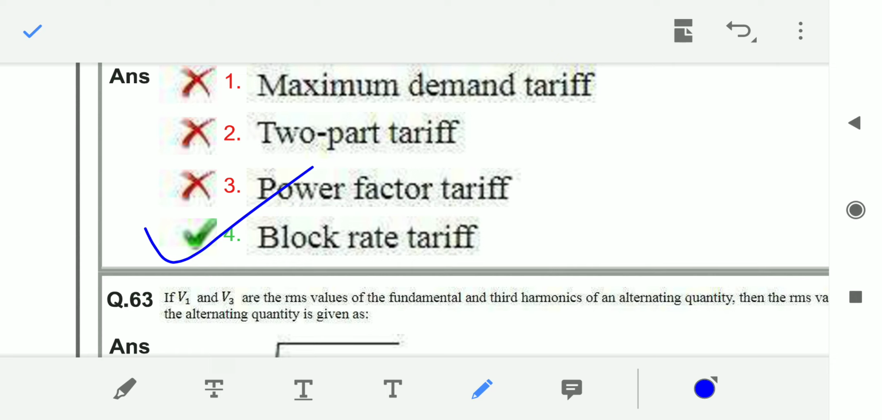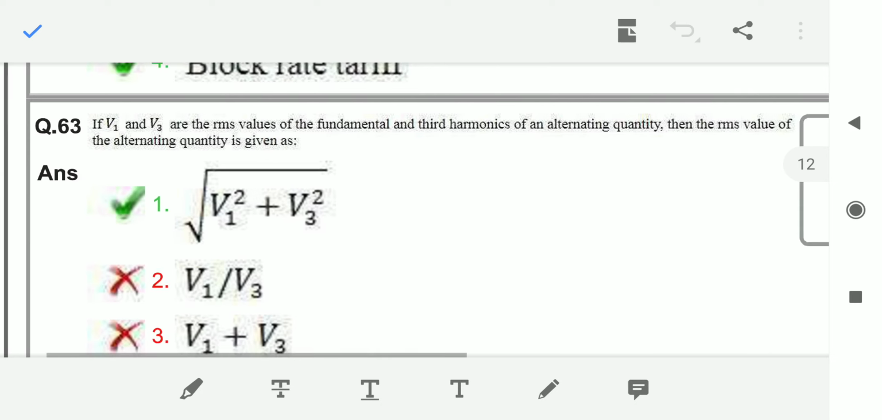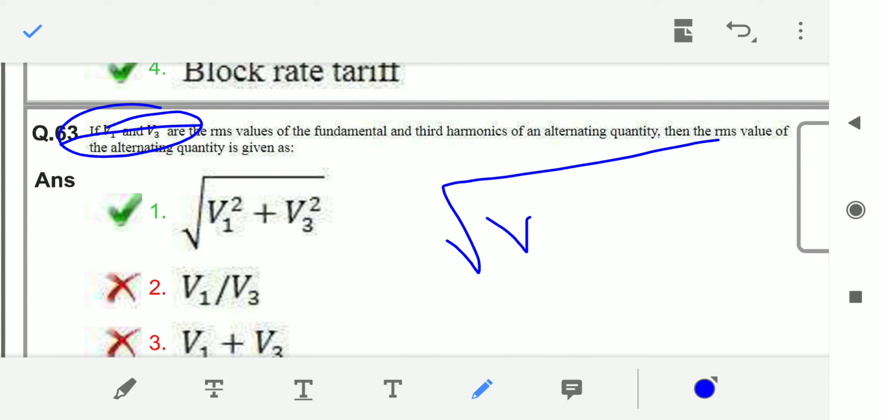Next, coming to question number 63. V1 and V3 are the RMS values of the fundamental and third harmonics of the alternating quantity. Then the RMS value of the alternating quantity is given by. Already they are RMS quantities, so there is no need to change them. So the total will be square root of V1 square plus V3 square. So option 1 is right.